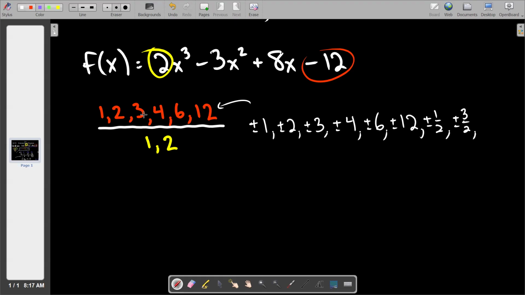The next one is 4. What do I get if I do 4 over 2? Already on the list, so we can discount that. Okay, we're going to head across to the next rational zero, which is 6 over 2. What does that give us? Which we already have. And then the last one is 12 over 2, which we already have.